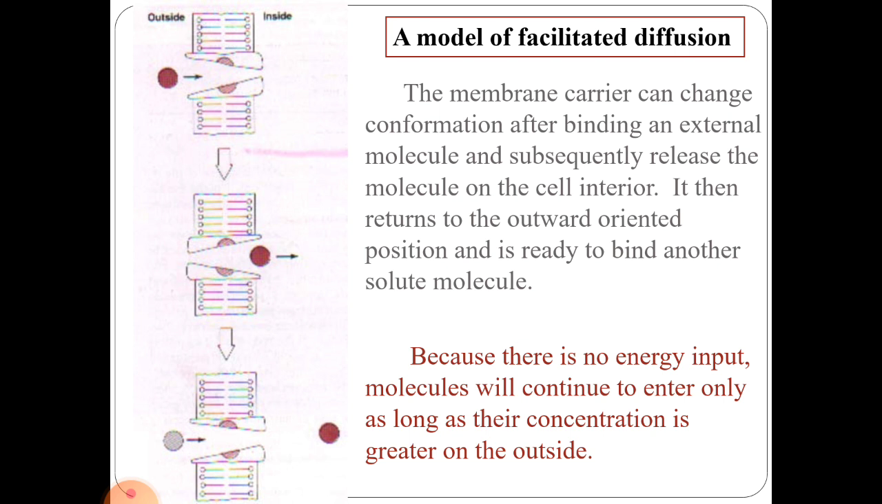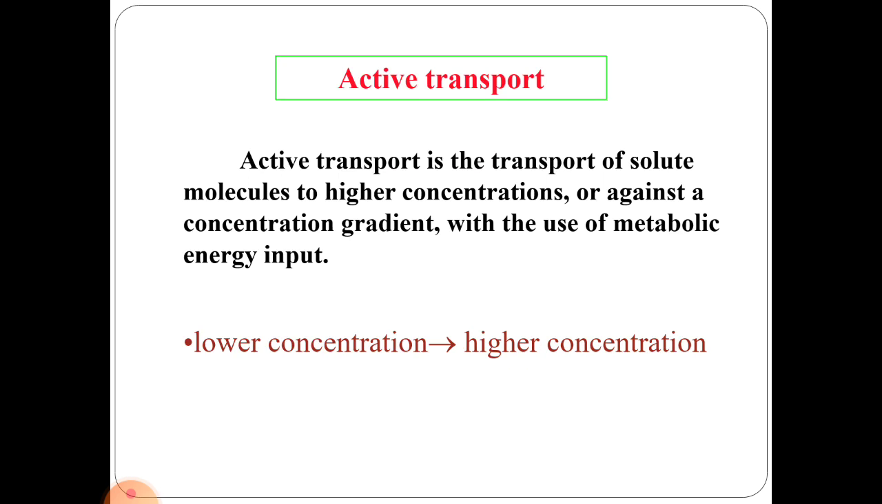Moving on to the third type of nutrient uptake mechanism, active transport. Active transport is the transport of solute molecules to higher concentrations, or against a concentration gradient, with the use of metabolic energy input. So unlike passive diffusion and facilitated diffusion, here the movement of molecules is from lower concentration to higher concentration with the use of metabolic energy.